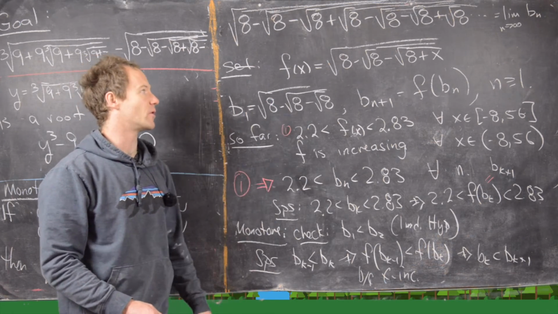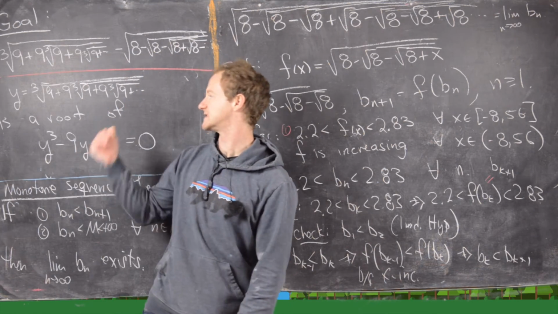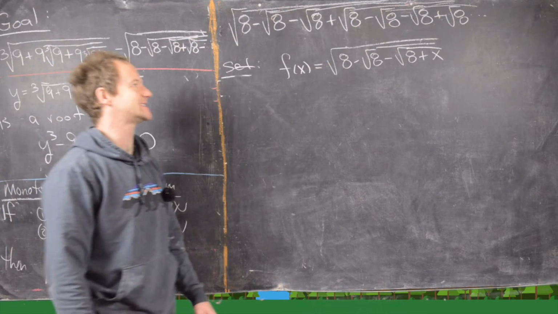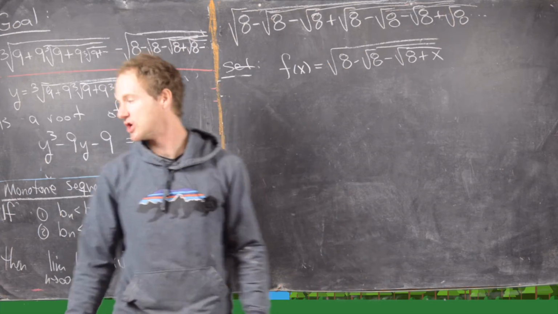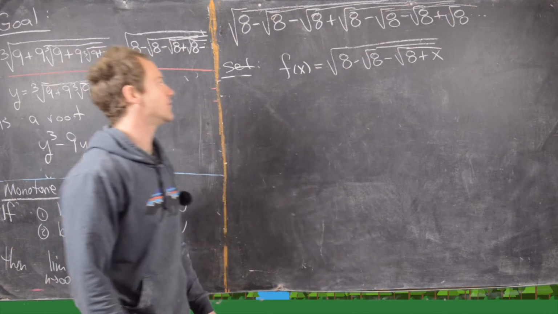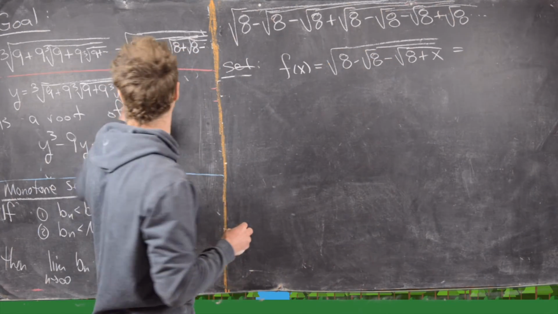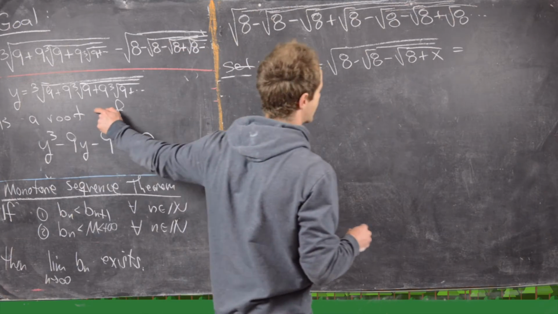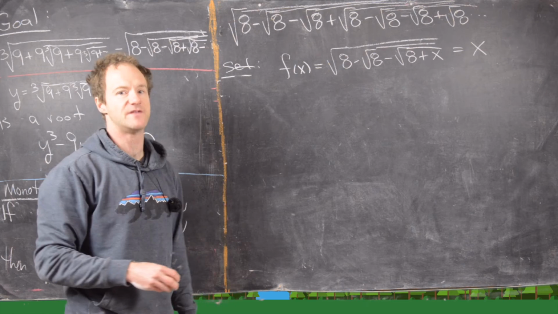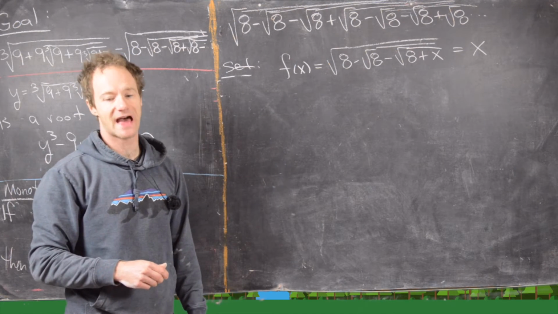So I'll clean up the board and then we will see what it converges to, but we won't actually get a number. We'll do the same kind of game that we did over here. On the previous board we determined that this nested radical indeed converged. We used the monotone sequence theorem to do that. And so now, by standard methods and also the methods that we used for this one over here, we know that this thing will converge to a fixed point of this function, in other words, a solution to that equation.